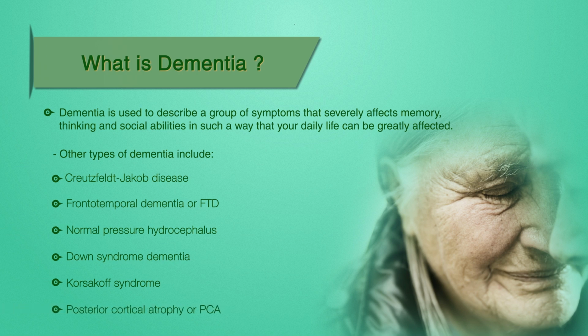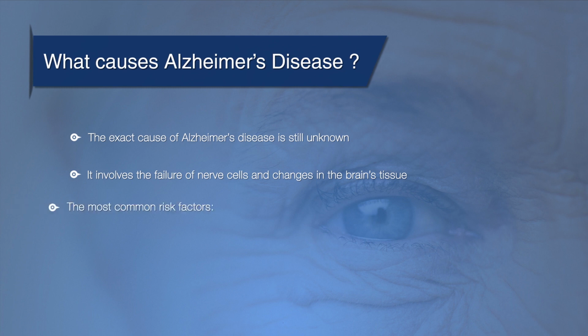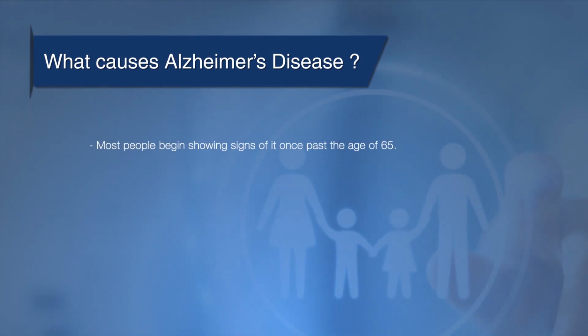The exact cause of Alzheimer's disease is still unknown, but we do know that it involves the failure of nerve cells and changes in your brain's tissue. There are certain risks that have been identified that increase the likelihood of developing Alzheimer's disease, the most common being age, family history, and genetics. Most people begin showing signs of it once past the age of 65. The risk increases by 50% after the age of 85.